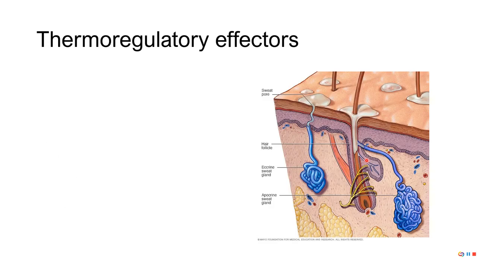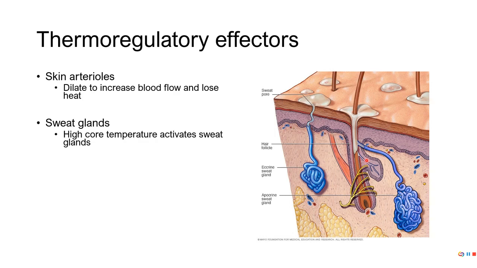Okay, so what happens though if a change needs to occur? Well, if it's hot, the arterioles that go to the skin are going to dilate so we can increase blood flow and lose heat. Remember, one of the things blood transports is heat. And so when we get hot, we dilate our skin blood vessels, we lose heat. Okay. We'll also activate those sweat glands, and so sweat is released onto our skin. Hopefully that sweat evaporates and we decrease our core temperature.